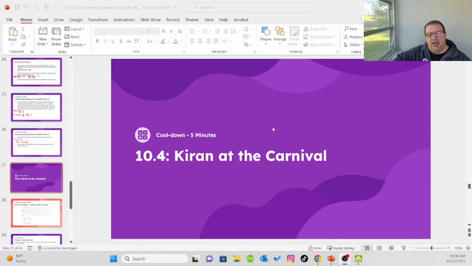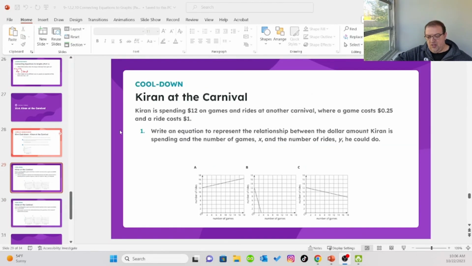Our cooldown today is on Kiddom. It is 10.4, Kieran at the carnival. Kieran is spending $12 on games and rides at another carnival, where a game costs 25 cents and a ride costs $1. Number one, write an equation to represent the relationship between the dollar amount Kieran is spending and the number of games x and the number of rides y that he could do.